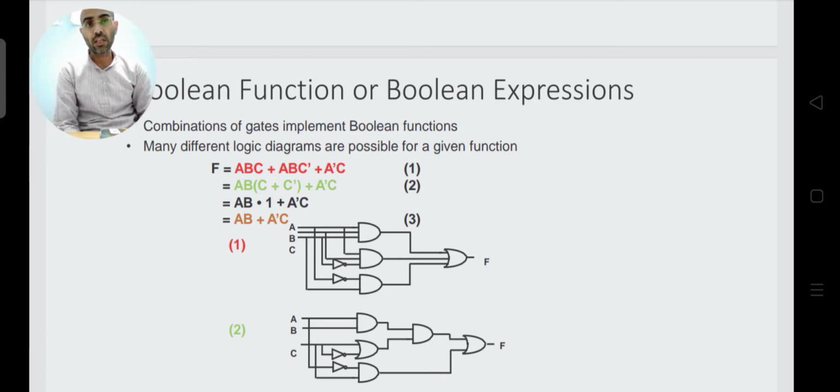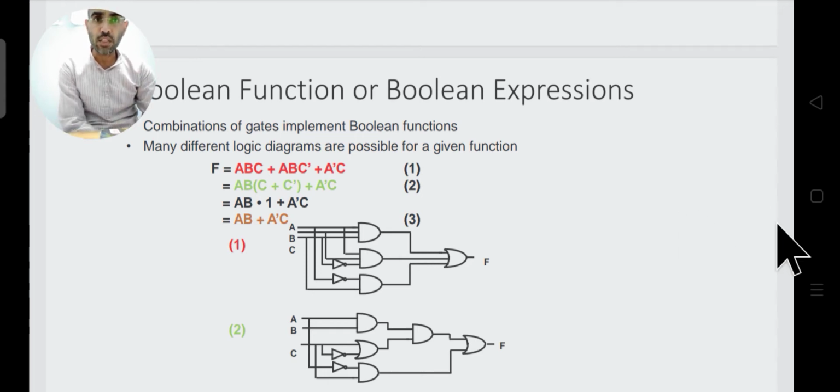Because every gate we are using is made up of transistors, and in the transistors there are many phenomena which take place, because of which the output is not available instantaneously when you apply the input. So there is some time delay, and that time delay will be more if you use more gates. To reduce all these things, we want the digital circuits to be very simple, and the simplest circuit can be found if we are able to get the simplest Boolean expression.